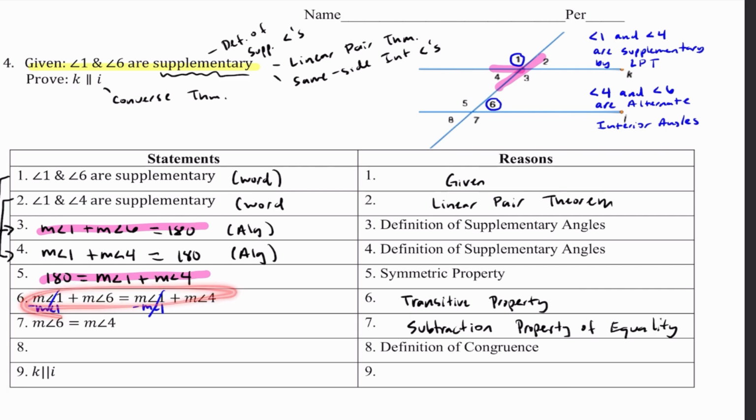So if we have the original statement here, the measure of angle 1 plus the measure of angle 6 is equal to the measure of angle 1 plus the measure of angle 4, then by the subtraction property of equality, the measure of angle 6 is equal to the measure of angle 4. Now, if we look at number 7, this is currently in the language of algebra because of that equal sign.